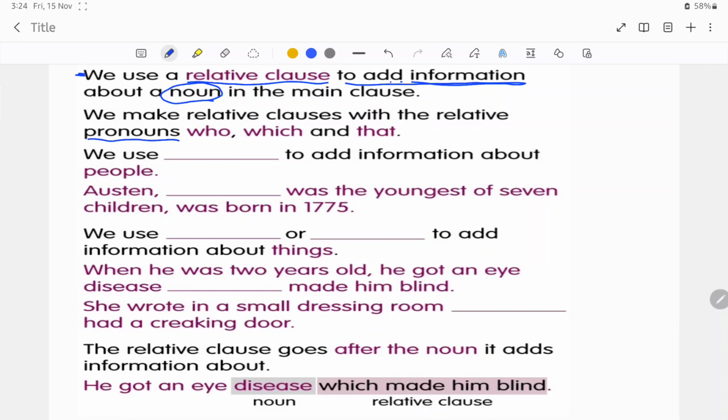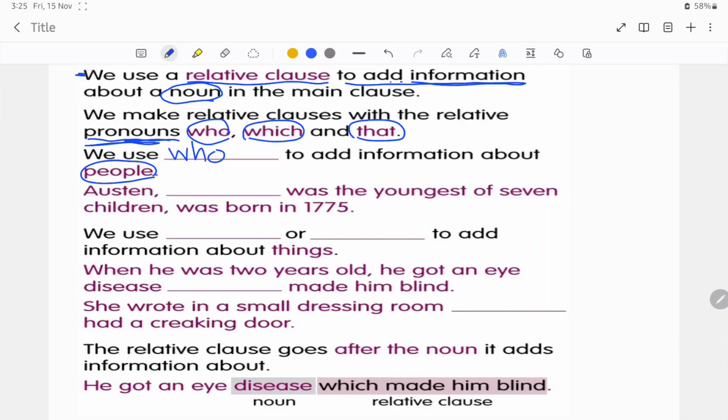We have 3 pronouns and they are very easy for you. We have who, we have which, and we have that. This is according to your textbook. We use one of these relative pronouns to add information about people. We use this pronoun only when we are talking about people, nas, ashkhas. So we use who, which, or that? We use who. So when we are talking about people, we use who.